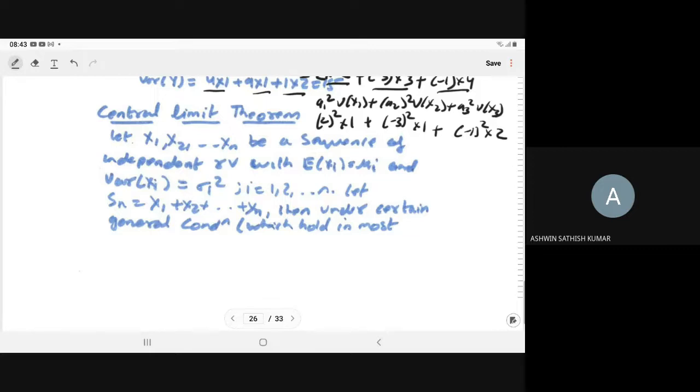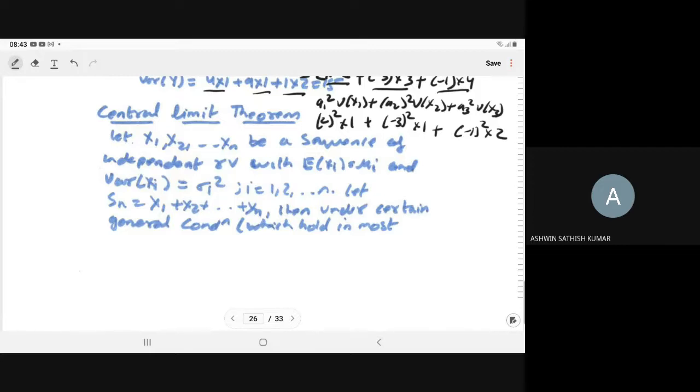The central limit theorem is: let x1, x2, ..., xn be a sequence of independent random variables with mean mu i and variance sigma i square, where i varies from 1 to n.